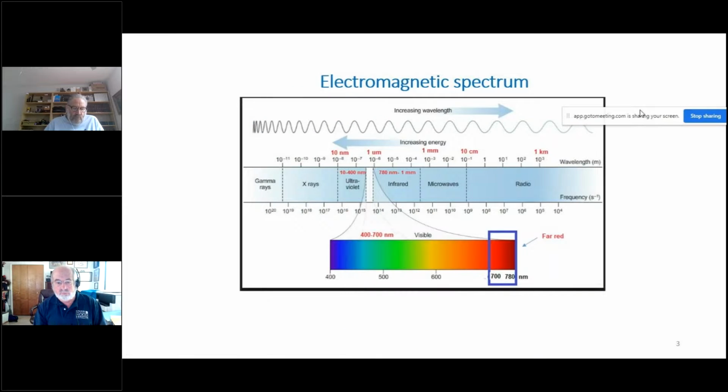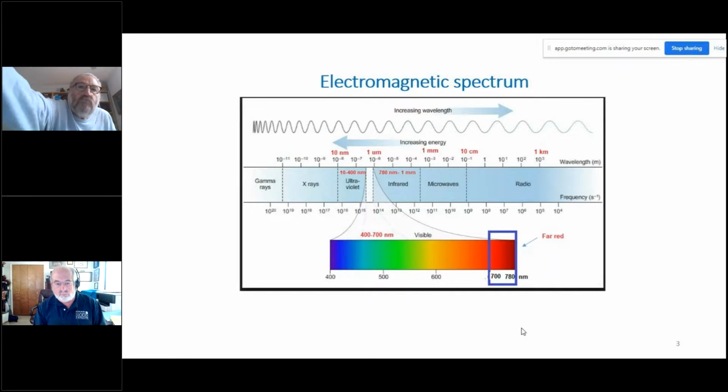Okay, so this is the electromagnetic spectrum. I'm sure everyone is familiar with this. All the way from the gamma rays on the left to the radio waves on the right, it goes through X-rays, UV, visible, infrared, microwaves. From left to right, you can see that the wavelength is increasing all the way from a few nanometers to 1 kilometer, and the frequency from left to right is decreasing.